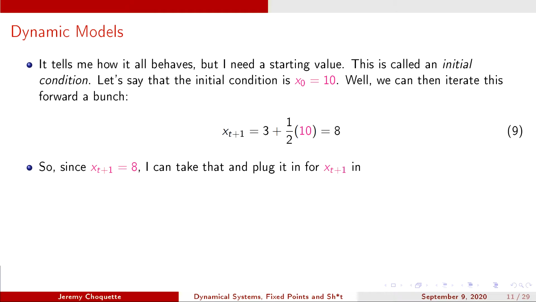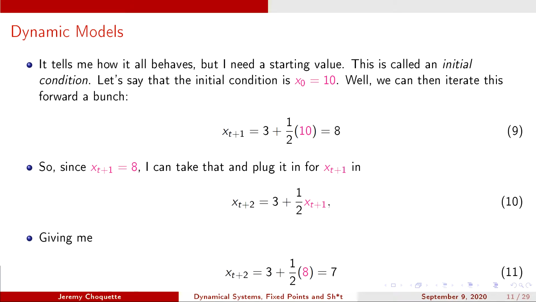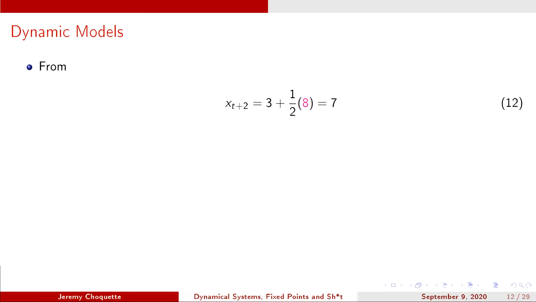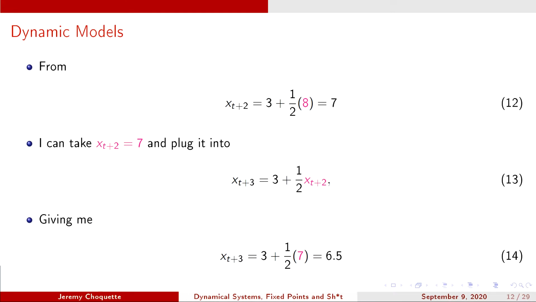Well, since x_{t+1} is equal to 8, I can take that and plug it in for x_{t+1} in the function that has x_{t+2} equals 3 plus 1/2 times x_{t+1}. So if I were to plug that in, I would get 3 plus 1/2 times 8. Well, 1/2 times 8 is 4, so 3 plus 4 is equal to 7. And from that, I can take x_{t+2} equals 7 and plug it into x_{t+3} equals 3 plus 1/2 x_{t+2}, which gives me x_{t+3} equals 3 plus 1/2 times 7, which is 6.5.